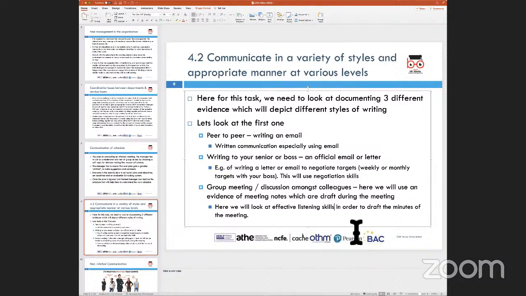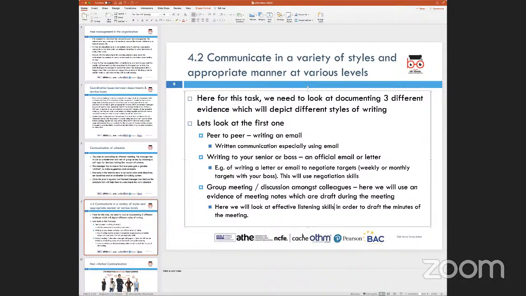Here, we're going to focus on written styles of communication. We'll look at three examples of how we use written communication to communicate at the appropriate level. For example, if I'm writing to one of my juniors or staff to get hold of information, how do I write that? If I'm communicating with my boss or somebody senior in the organization, I'm using a formal writing medium, which could be a letter or an email.